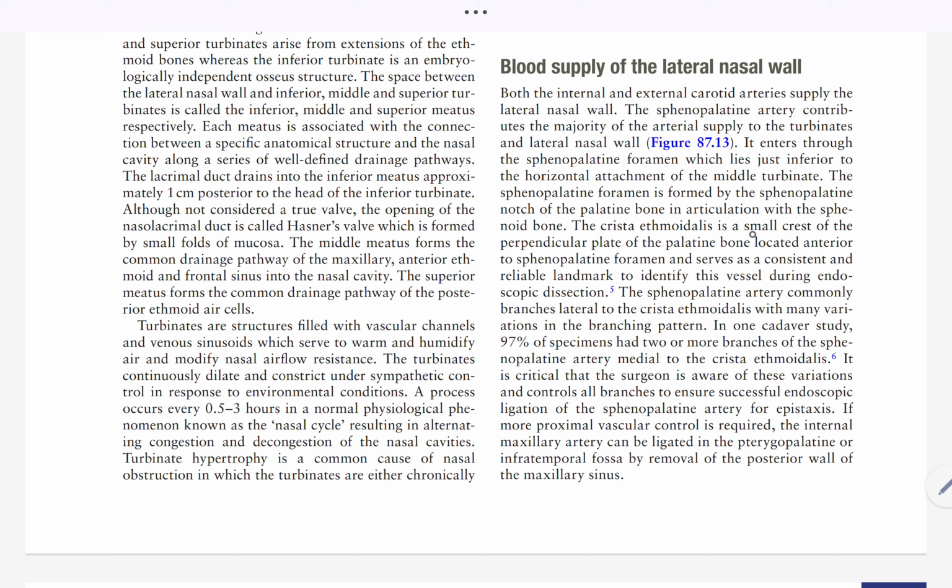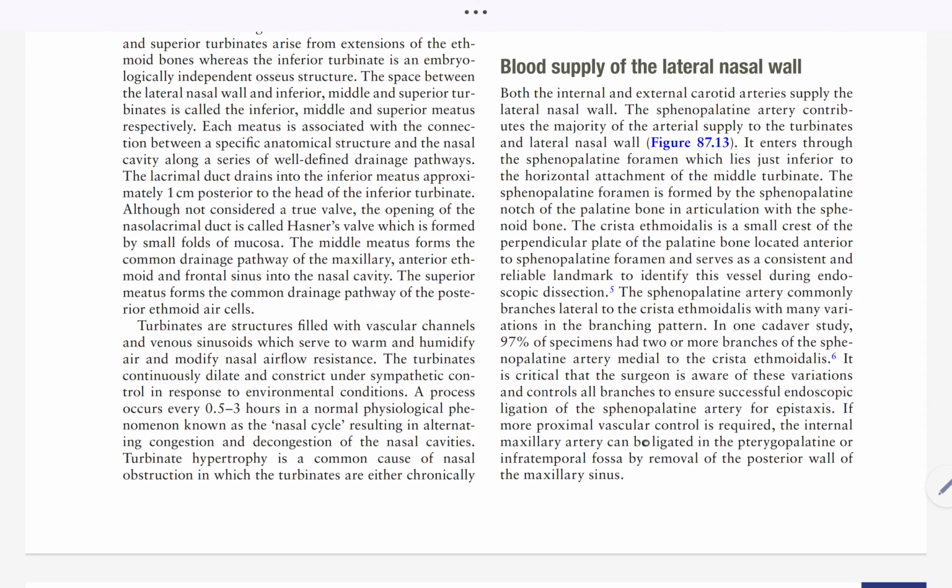The crista ethmoidalis is a small crest of the perpendicular plate of the palatine bone located anterior to the sphenopalatine foramen and serves as a consistent and reliable landmark to identify this vessel during endoscopic dissection. The sphenopalatine artery commonly branches laterally to the crista ethmoidalis with many variations in the branching pattern. In one cadaver study, 97% of specimens had 2 or more branches of the sphenopalatine artery medial to the crista ethmoidalis. It is critical that the surgeon is aware of these variations and controls all branches to ensure successful endoscopic ligation of the sphenopalatine artery for epistaxis.